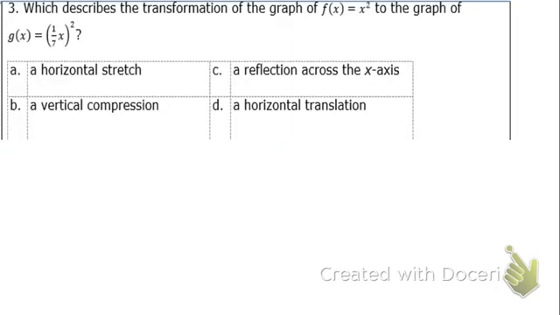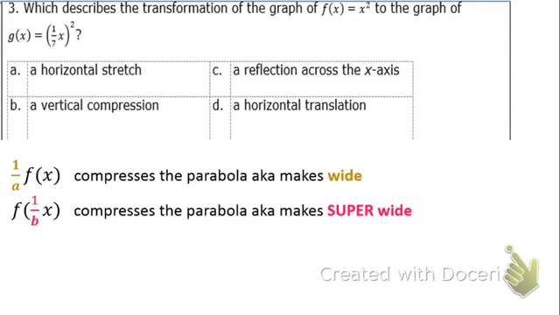Alright. Okay, so let's look at number 3. Which transformation describes the transformation of the graph f of x equals x squared to the graph of g of x equals 1/7 x to the power of 2? So again, you must recall the notes that we took in class. It has to do with this part of your notes. Again, it's been multiplied by a fraction, and it's on the inside.